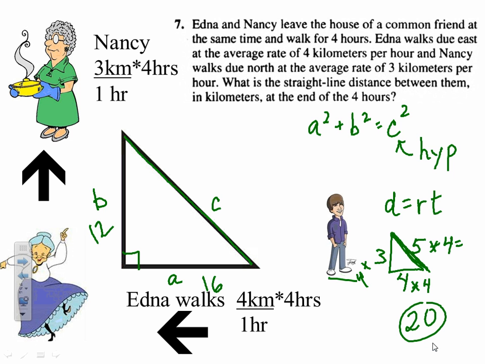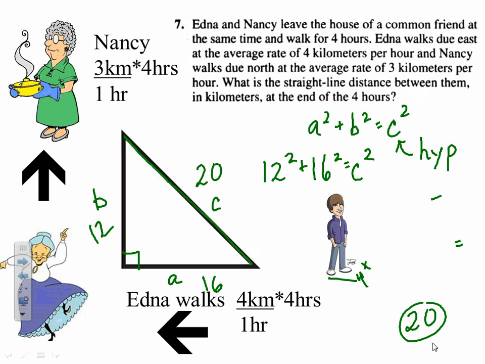A lot of you aren't going to see that, and that's fine. You could just input 12 and 16 into the Pythagorean theorem. So 12 squared plus 16 squared equals c squared. And that would also allow you to find the hypotenuse distance of 20. So let's make some room for that and carry that out. So 12 squared gives us 144. 16 squared will give us 256.